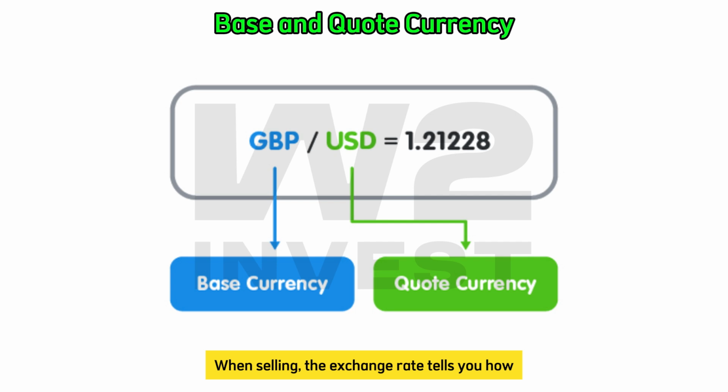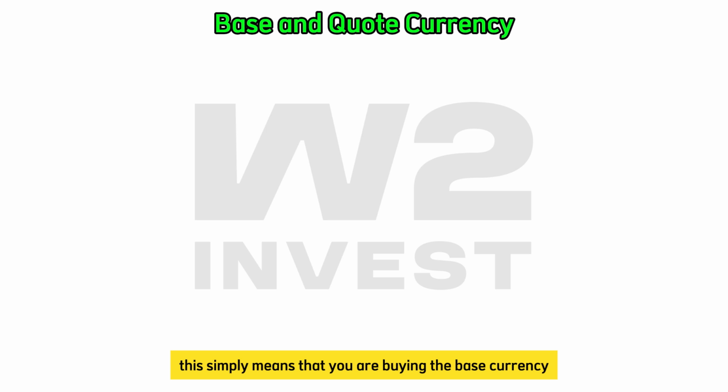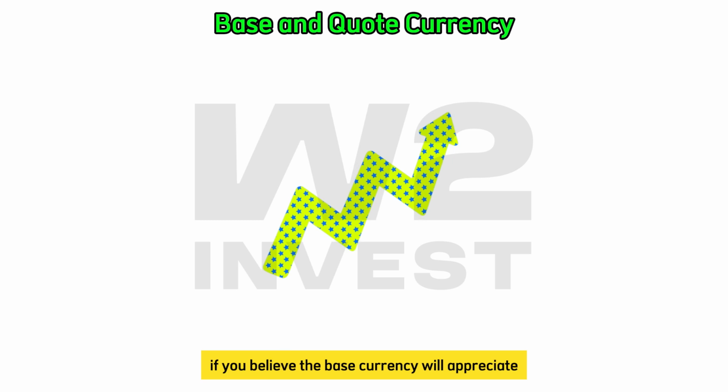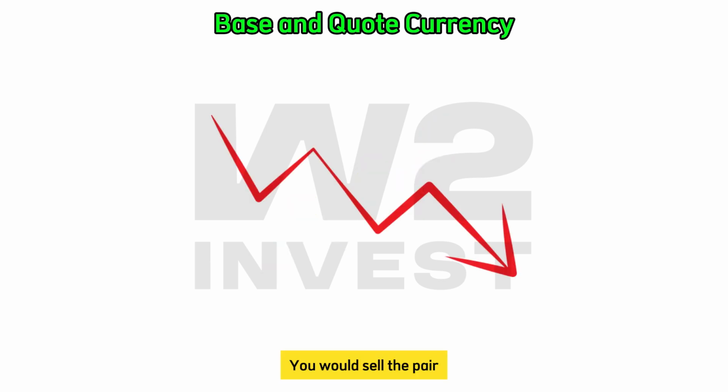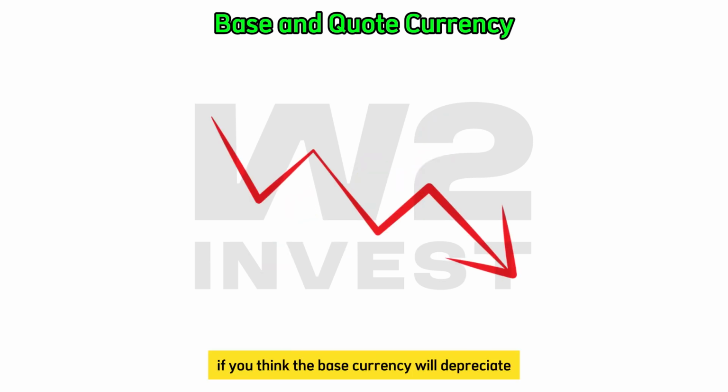When selling, the exchange rate tells you how many units of the quote currency you get for selling 1 unit of the base currency. In the example above, you will receive 1.21228 US dollars when you sell 1 British pound. If you buy euro to US dollar, this simply means that you are buying the base currency and simultaneously selling the quote currency. In caveman talk, buy euro, sell USD. You would buy the pair if you believe the base currency will appreciate, gain value, relative to the quote currency. You would sell the pair if you think the base currency will depreciate, lose value, relative to the quote currency.